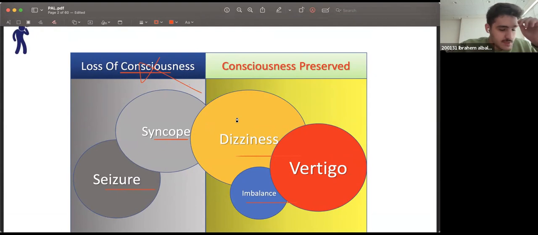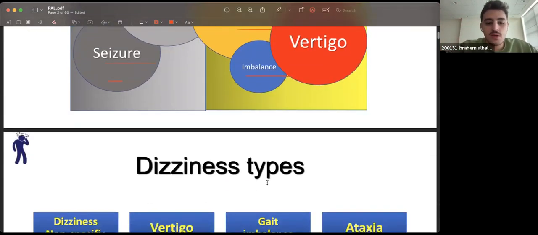Dizziness in Arabic means doha. And imbalance means losing balance. And lastly, vertigo means that you see something is moving when it's not.